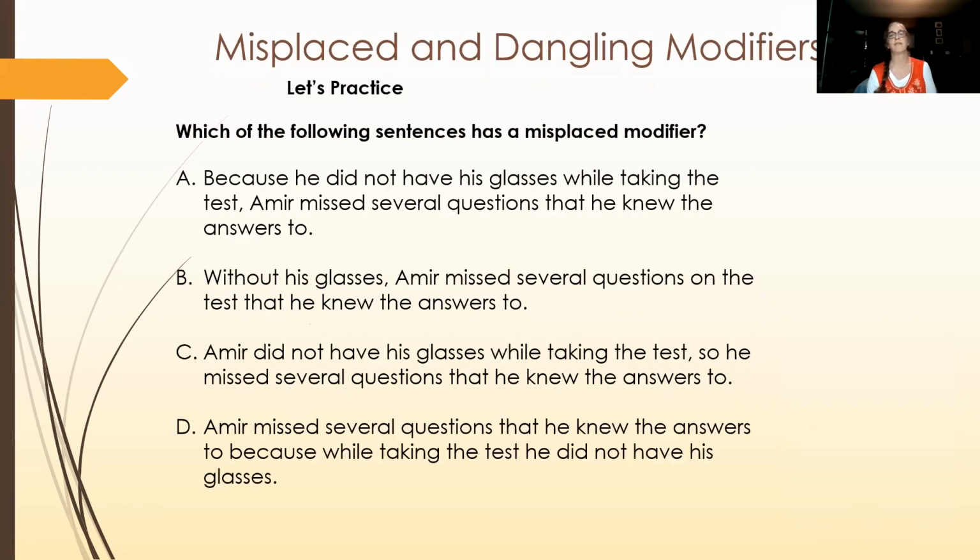All right. Which of the following sentences has a misplaced modifier? Okay, because he did not have his glasses while taking the test, Amir missed several questions that he knew the answers to. Without his glasses, Amir missed several questions on the test that he knew the answers to. Amir did not have his glasses while taking the test, so he missed several questions that he knew the answers to. And Amir missed several questions that he knew the answers to because while taking the test, he did not have his glasses on.